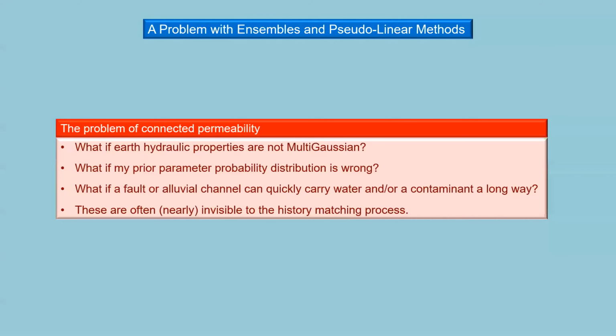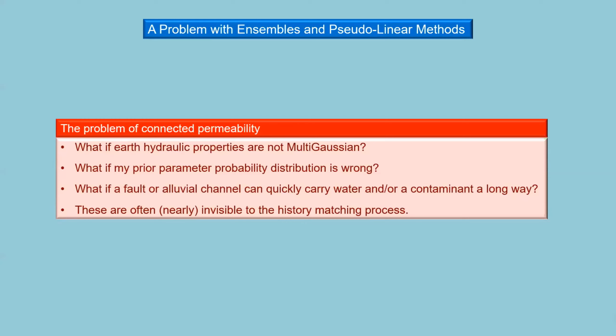Now, there is a bit of a problem with the methods we've been talking about so far, and that is the problem of connected permeability. Whether we're using ensembles or pseudo-linear methods, we're using parameter fields which, as I said earlier, have to be adjustable. Therefore they have to be a bit abstract, and therefore they may not be able to represent some important things in some contexts very well.